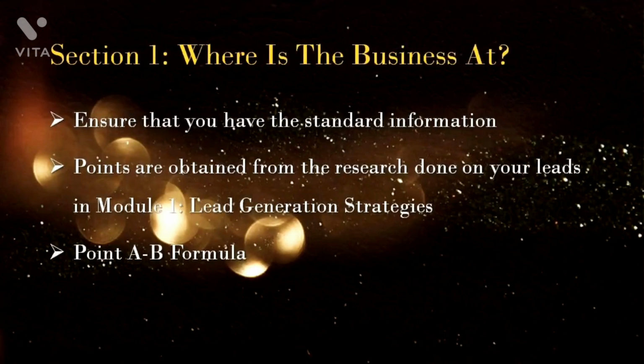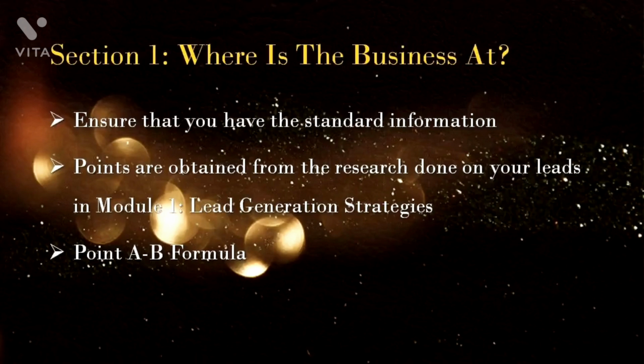Before you start, ensure that you have the necessary formatting and standard information. These are your company logo, address, contact number, email, website, and date of proposal. After that, start off by highlighting the situation of the business. Write this section using a point A to B formula. Point A is where the business is at currently. Point B is where the business wants to go.